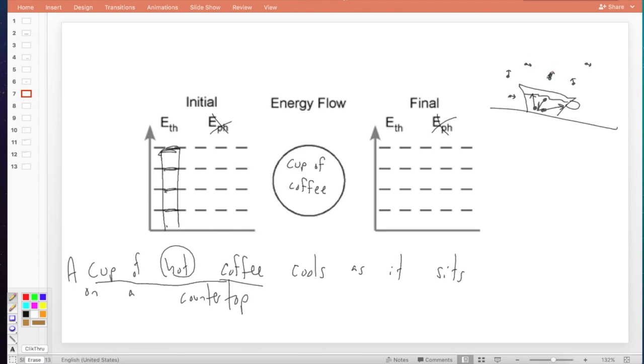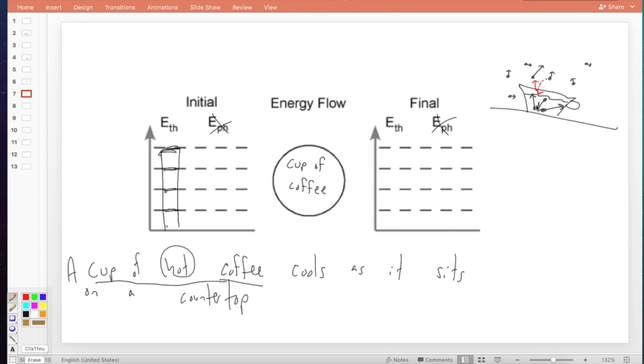So what's going to happen? Well, the air particles are going to come and collide with the surface of the coffee. There's going to be a collision. What's going to happen during this collision? Well, the higher energy coffee particles are going to give some of that kinetic energy away to the lower energy air particles. The air particle is going to bounce off with a little bit higher kinetic energy, and the coffee particle is going to bounce off with a little bit lower kinetic energy. So that's why the coffee cools, very simply because thermal energy is flowing out of the cup of coffee into the air due to the collisions of particles.